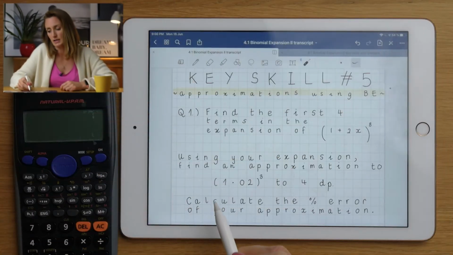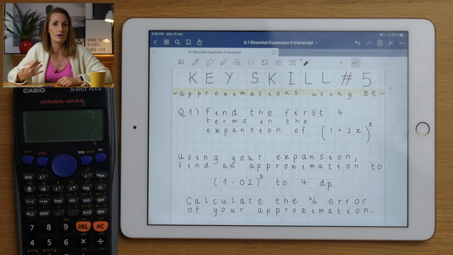In Key Skill 5, we're looking at numerical approximations using your binomial expansion. This is usually the follow-on question. If part A has been find the expansion, this might be part B: using your expansion, find an estimation for a number.